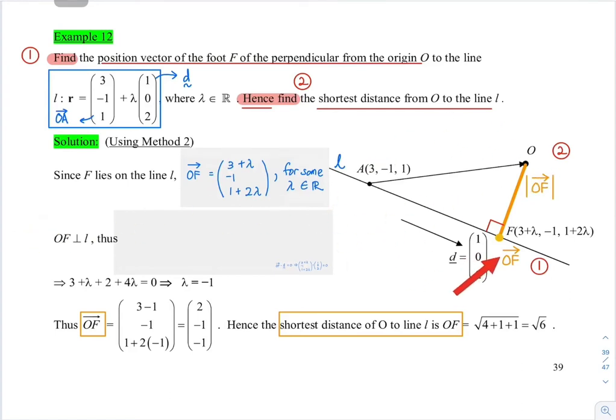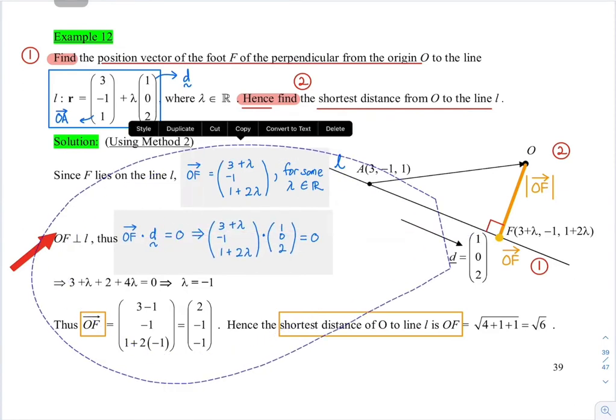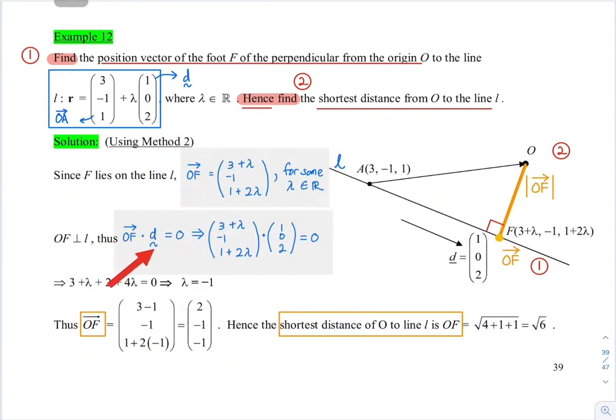And then based on the diagram, we know that the vector OF is actually perpendicular to the line L. Since it is perpendicular, that means OF is also perpendicular to the direction vector of the line L. So by using this fact, we can make use of the dot product. Since they are perpendicular, when we do the dot product of the vector OF and the direction vector of the line, we should get the zero scalar. Since we have written the position vector of F in terms of lambda, we can replace it inside here, and then from here we can evaluate the left hand side and solve for lambda.